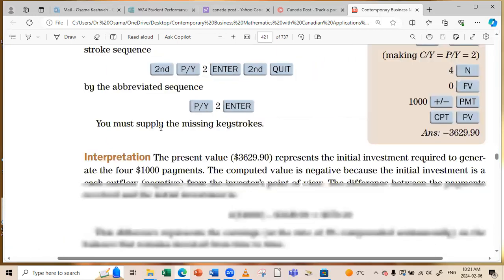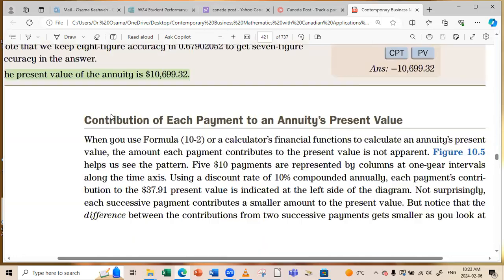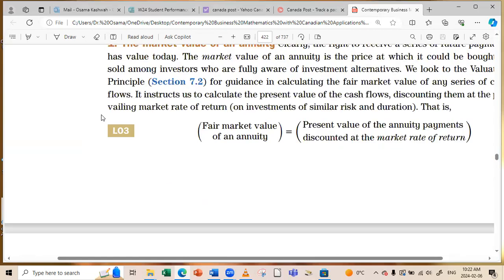The next step is just other examples on how to calculate the ordinary annuities regarding this part. Let's go to the next part.